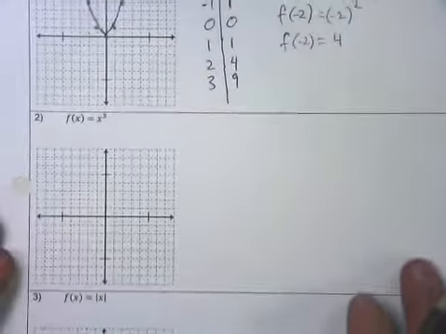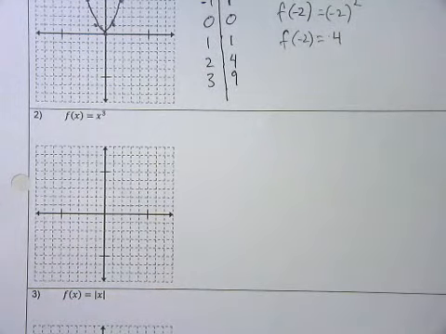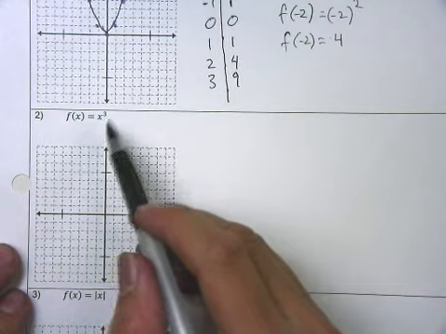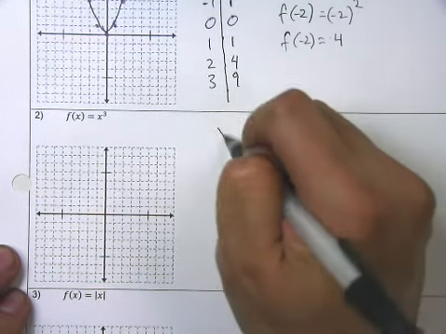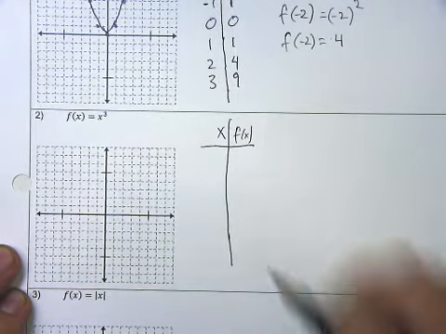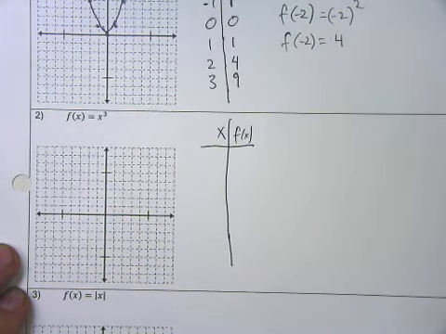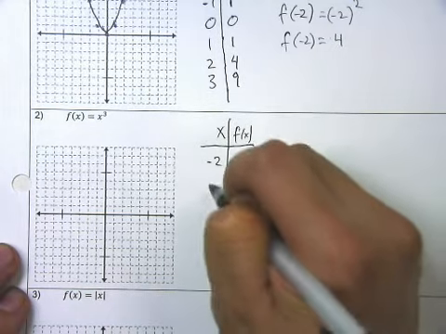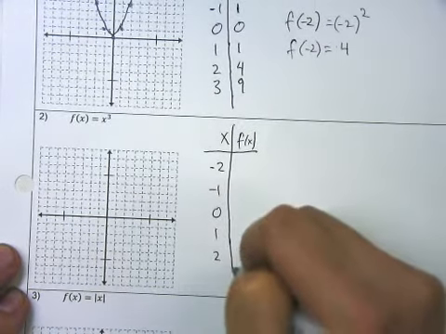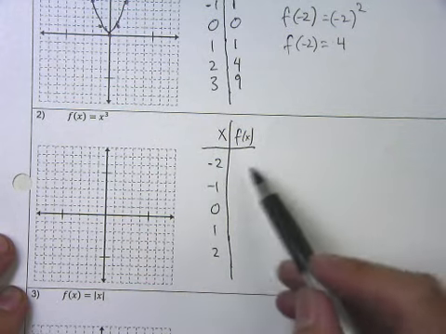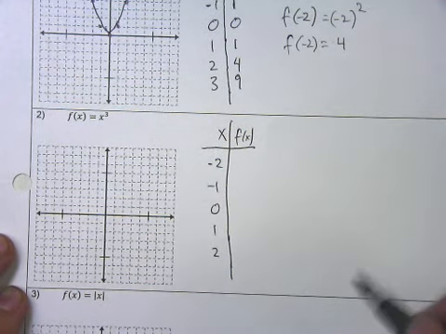All right, let's do our next one. This time our function is defined as the output being the input cubed. Again, we can construct an input-output table and find some outputs for inputs. I'm going to do -2 to +2 this time. What would the output be when my input is -2?